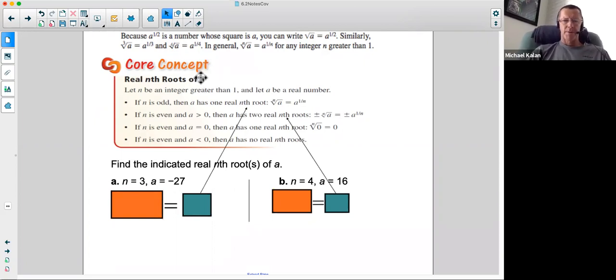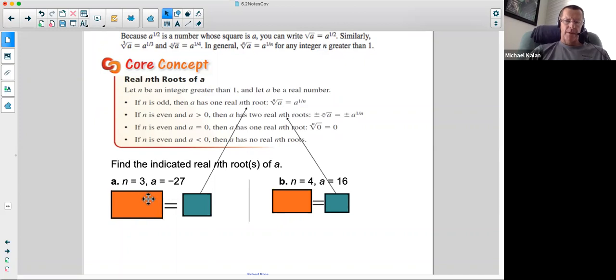Okay, now we're going to look at some different examples. Different possibilities here. So let n be an integer greater than 1. So it's going to be 2, 3, 4, 5, 6, 7, 8, and those are going to be our root index. And a is going to be any real number, so it could be negative, right? Okay, let's look at the possibilities here. If n is odd, meaning it's 3, 5, 7, 9, etc., then a has one real nth root.